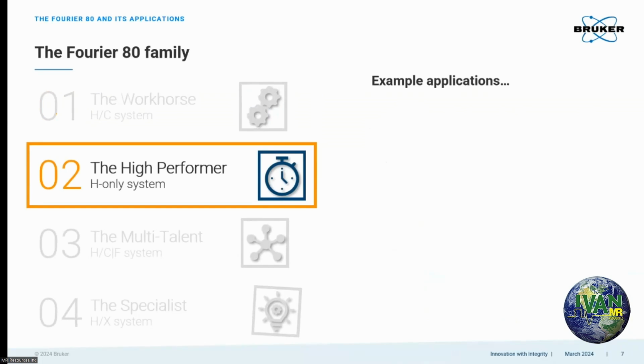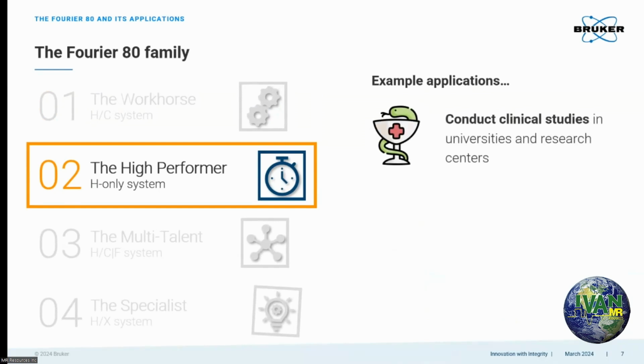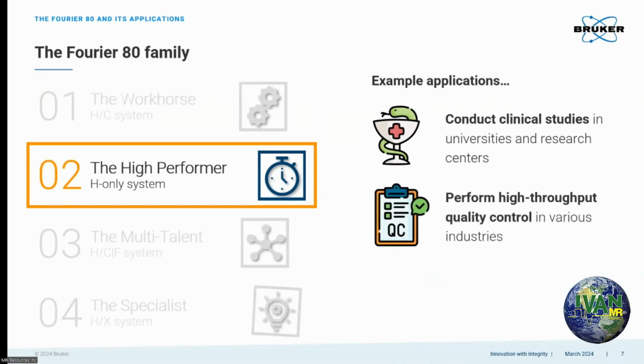Next system is the high performer. This is the grade A student. This is the overachiever. It does one thing and it does it very well, which is measures protons. So if you want to do lots of sample measurements or have very low sample volumes, this is quite useful. With such applications as conducting clinical studies in research and universities, high throughput quality control in different sort of industries, and monitoring reactions on the fly in real time.